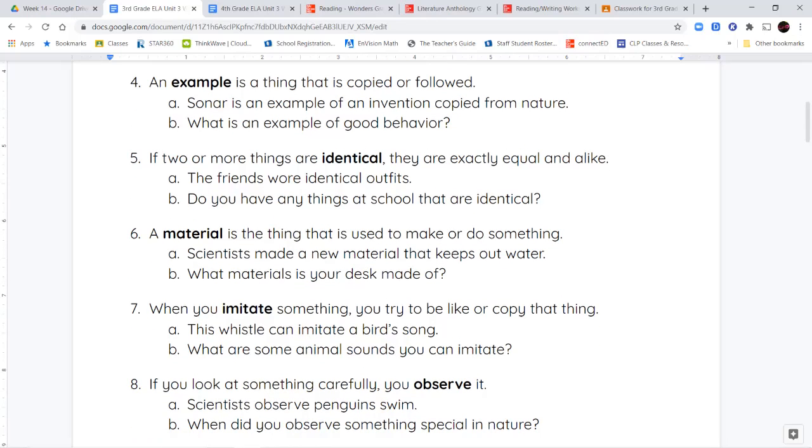Your next word is the word example. An example is a thing that's copied or followed. So if I do an example on the board of how to write a cursive letter A, that's a model for you to copy on your papers.